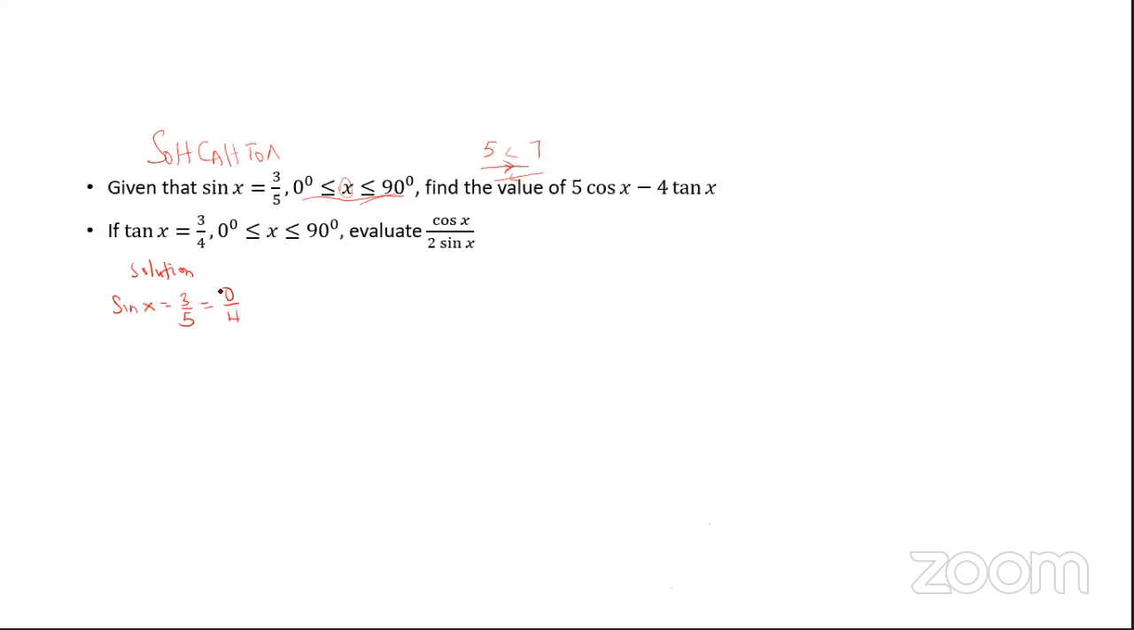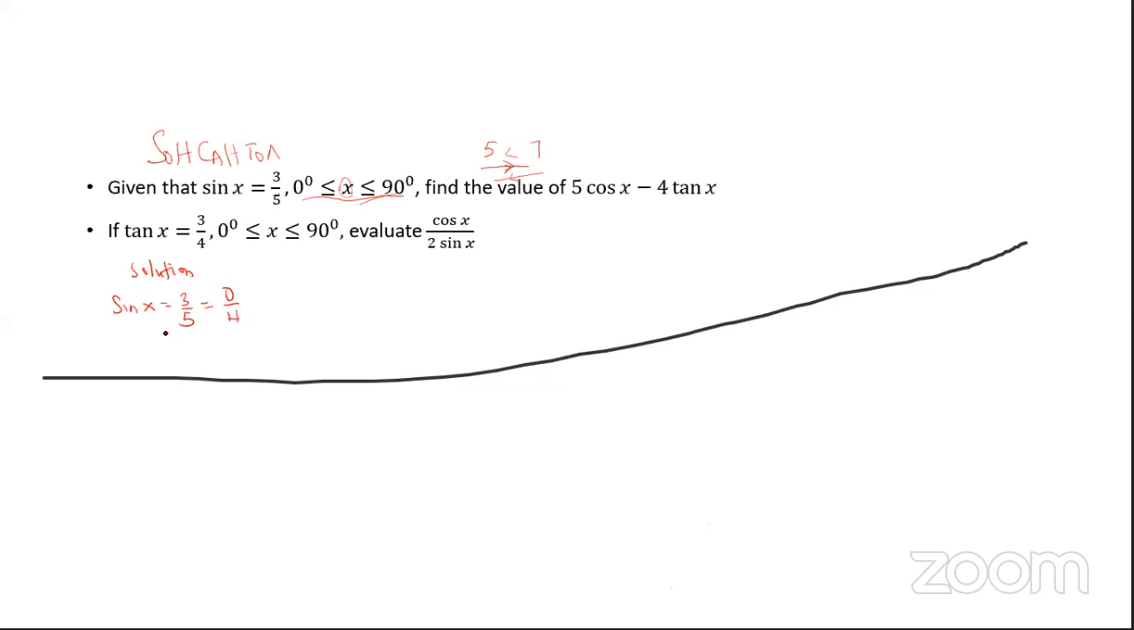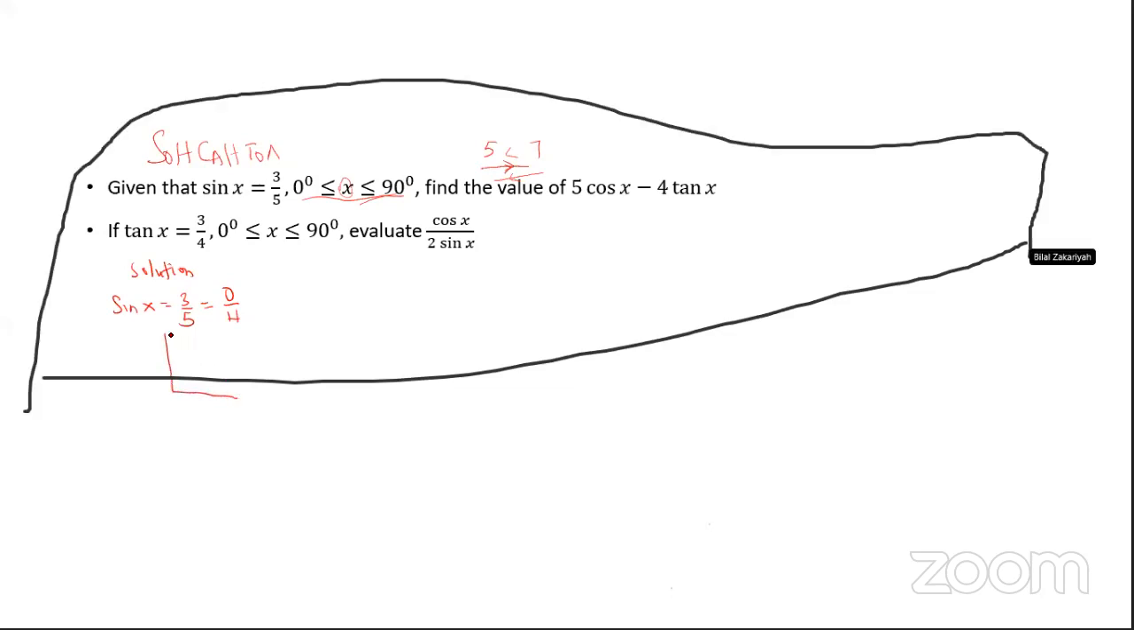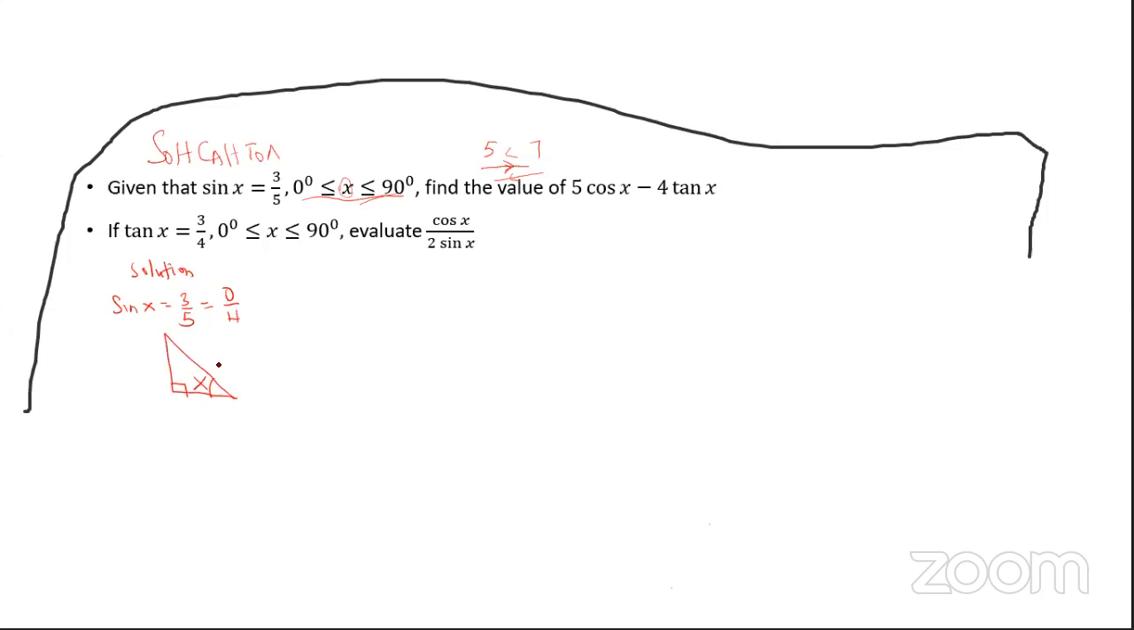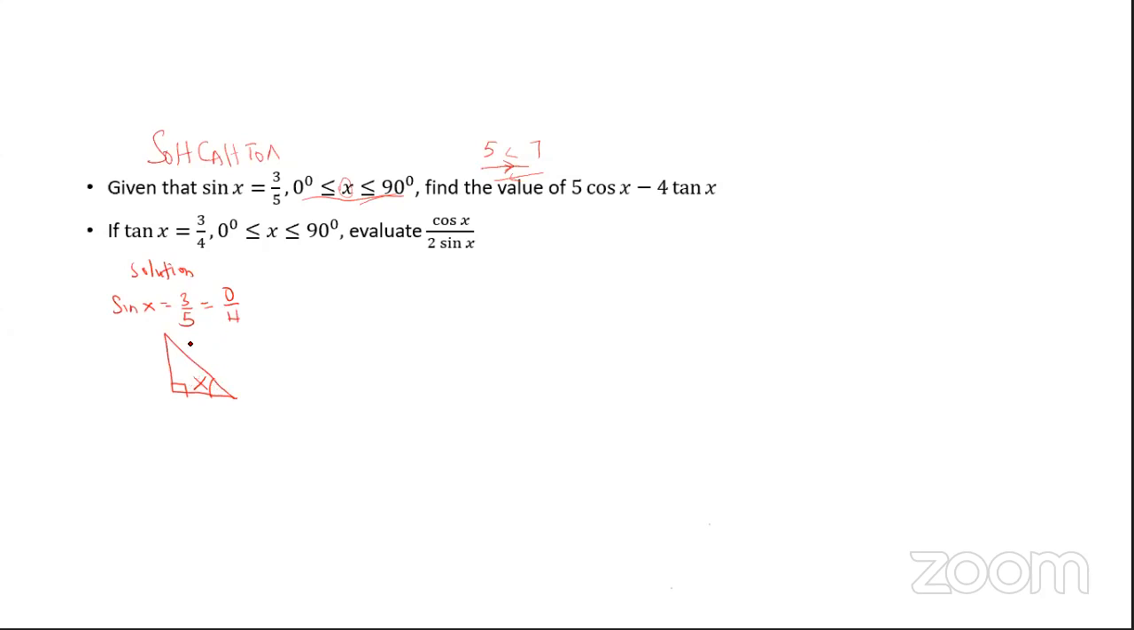So O is not actually 3, but the ratio of O to H is 3 to 5. As a result, we can draw our triangle. Let's assume that this is the x that has been given. Then we can label it. That's the hypotenuse, which has been given as 5. Because this is the given angle, this is the opposite to it, and the opposite has been given as 3. From our Pythagorean triplet, what is this?